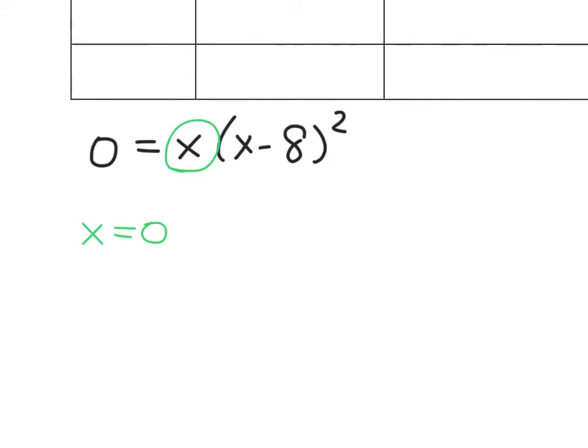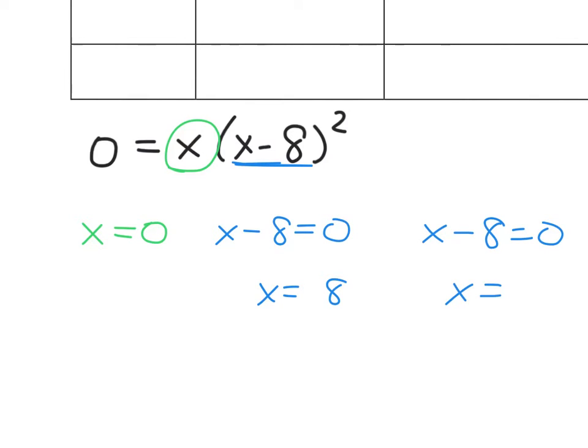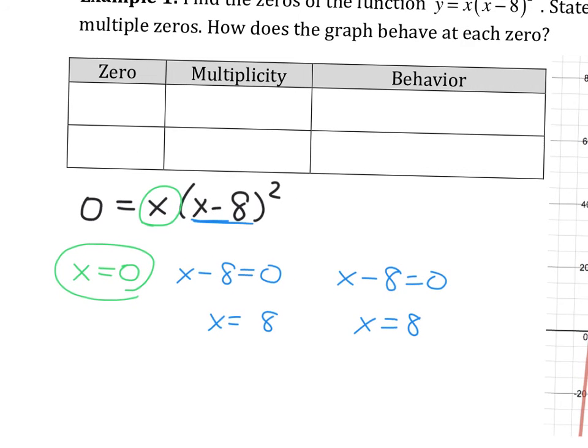x is 0. One of the x minus 8's is 0, and the other x minus 8 is 0. Now notice the redundancy there. I don't need to write that x minus 8 twice because no matter what, I'm still going to get the answer to be x is 8. So in talking about multiplicity, we see how many times things show up. 0 shows up once. So it has a multiplicity of 1.